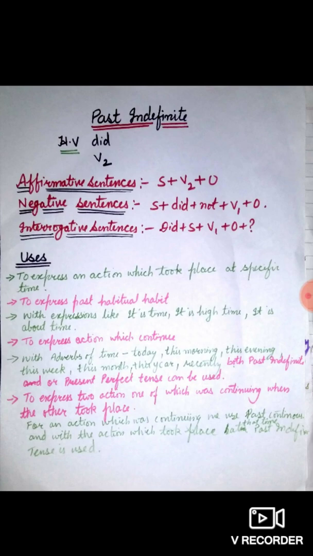Thereafter comes the third use of past indefinite. It's quite important to remember, students, with expressions like it is time, it is high time, it is about time. I have seen these type of sentences being asked in NDA. Usually the students commit mistakes in it. It is high time, it is about time, it is time. With these type of expressions we make use of simple past tense.